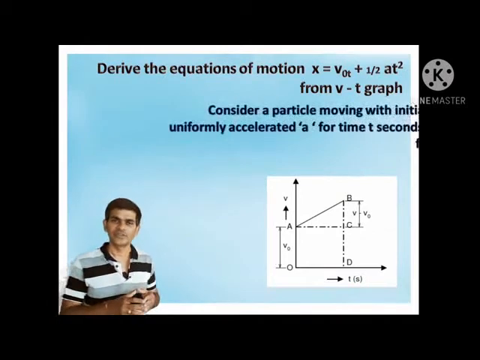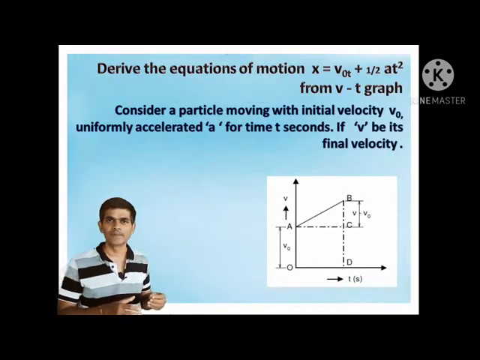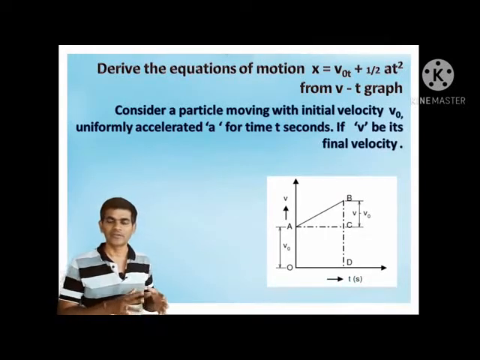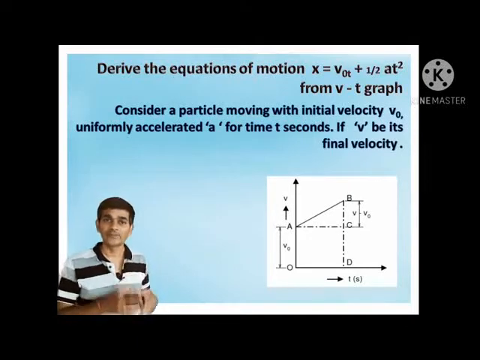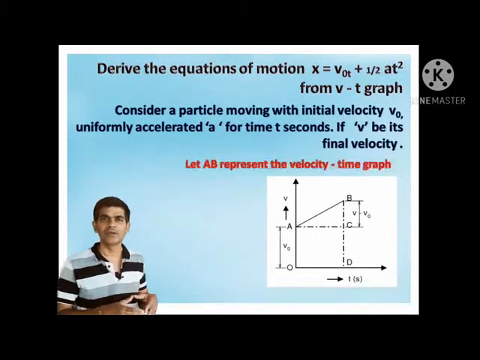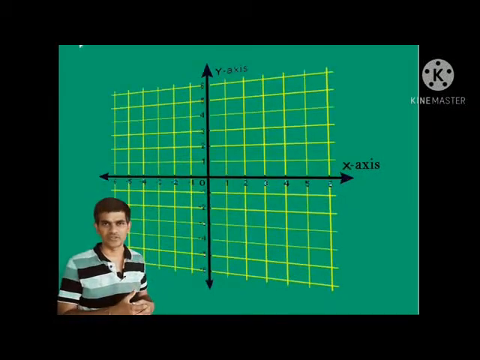Consider a body which is uniformly accelerated. It starts with the initial velocity v naught, and after t seconds its velocity will be v, that is the final velocity. Now we have to find the displacement, that x is the displacement in a time t seconds. Now, using the velocity time graph, how do we derive these equations?